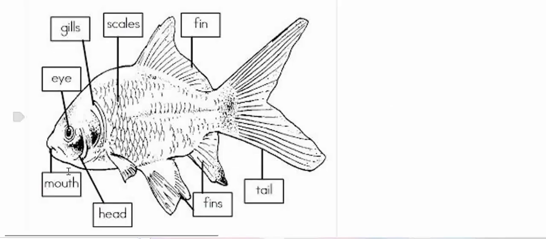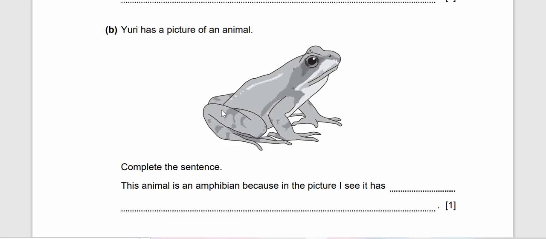This is eyes, mouth, head, gills, fin, tail. So this is the diagram of fish. So we hope it's clear for this one. Next. All right, question B.